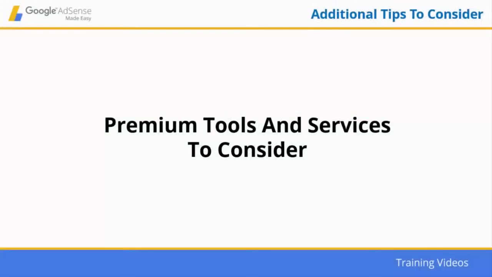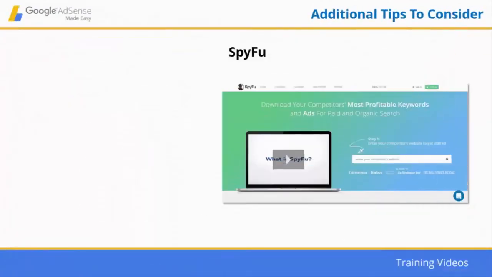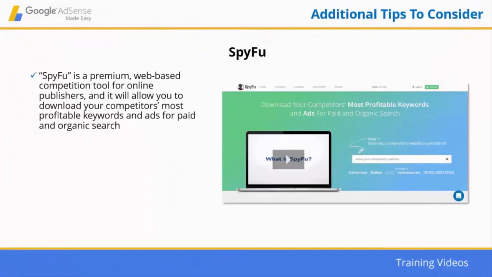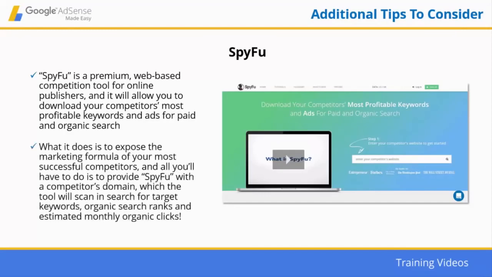Premium tools and services to consider. SpyFu. SpyFu is a premium web-based competition tool for online publishers, and it will allow you to download your competitors' most profitable keywords and ads for paid and organic search. What it does is expose the marketing formula of your most successful competitors, and all you'll have to do is provide SpyFu with a competitor's domain, which the tool will scan and search for target keywords, organic search ranks, and estimated monthly organic clicks.